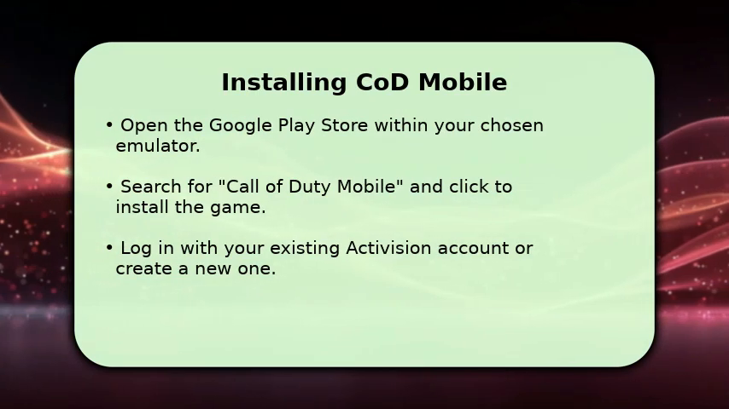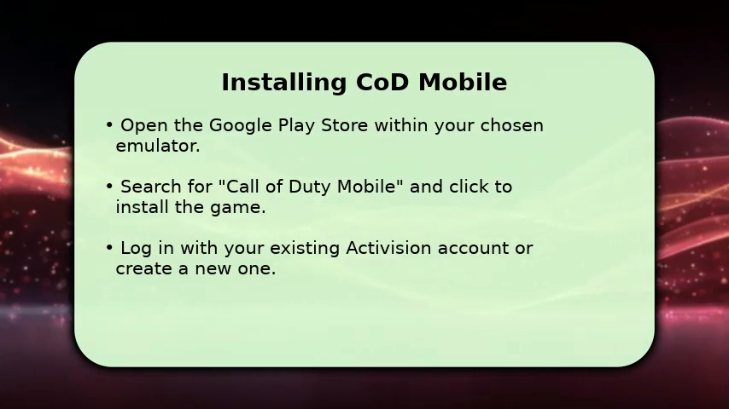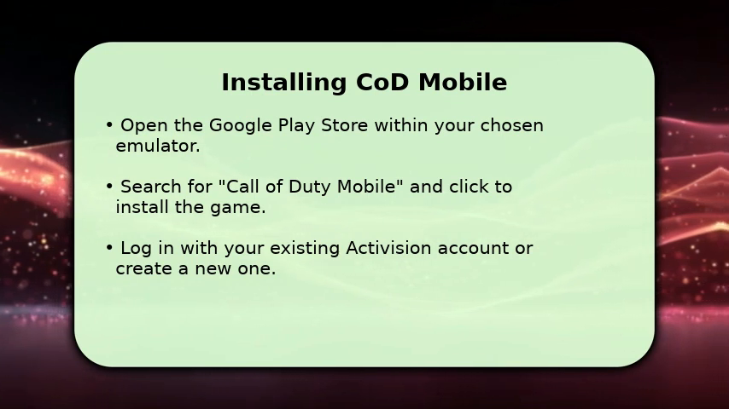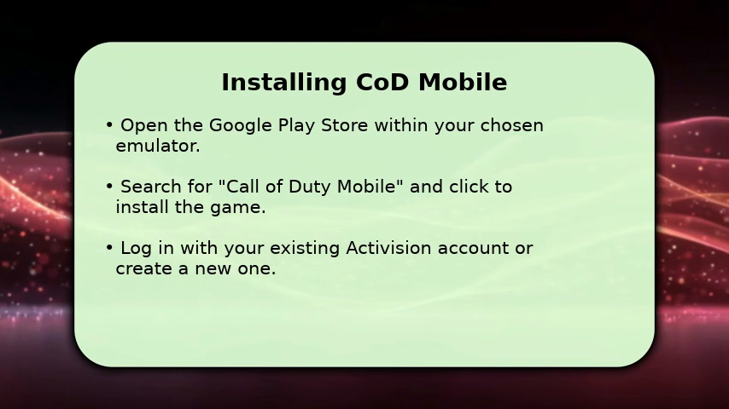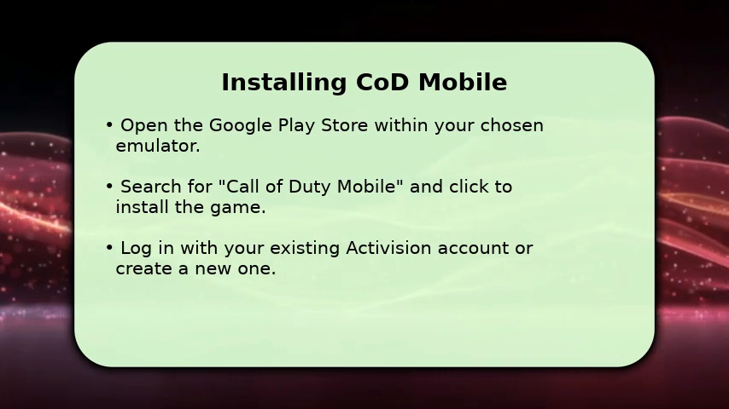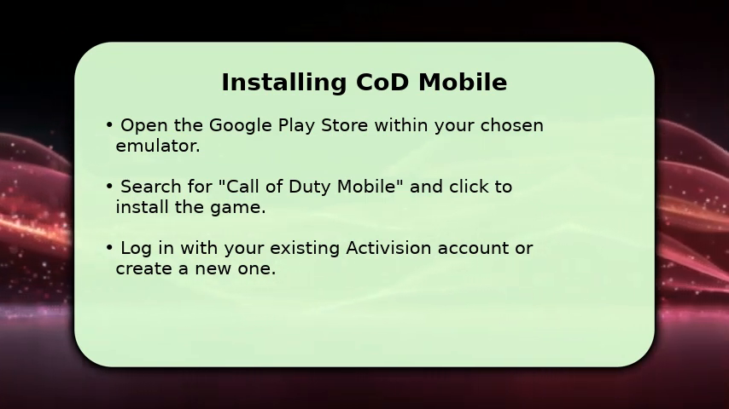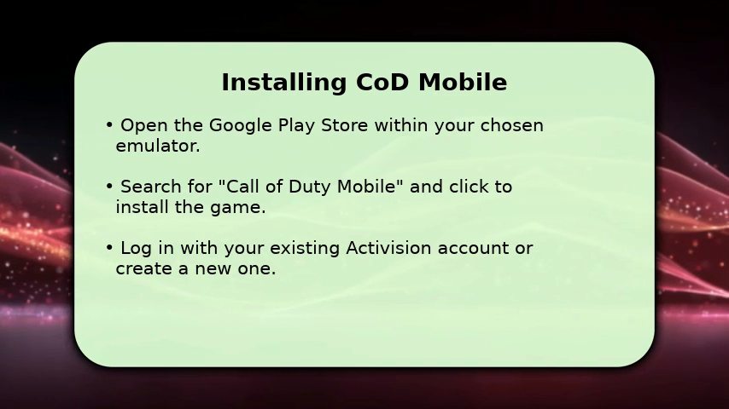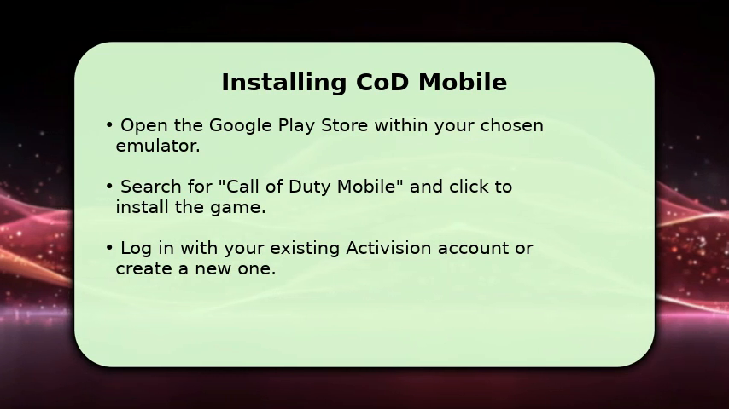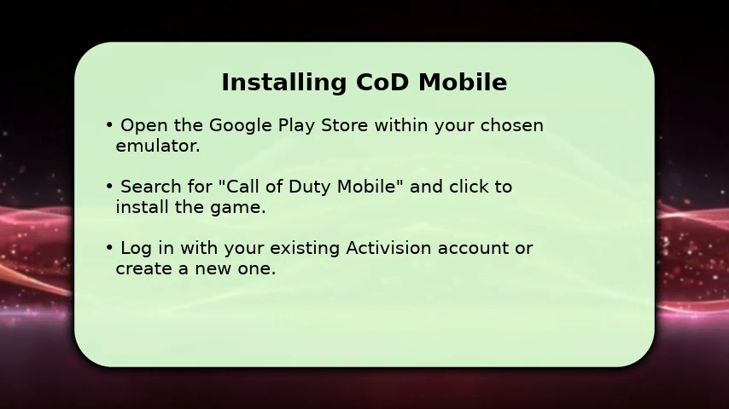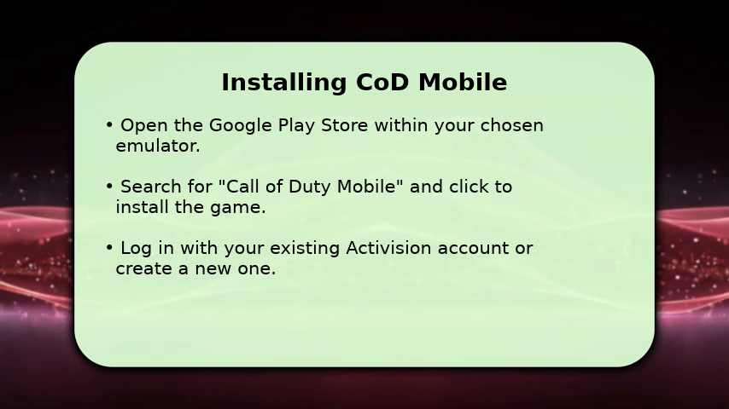Once your emulator is installed and running, open the Google Play Store from its home screen. This functions just like the Play Store on your mobile device. Search for Call of Duty Mobile and proceed with the installation. The game file size is typically around 2 GB, so ensure you have sufficient storage. After installation, launch the game and log in using your Activision account or create a new one to start playing.